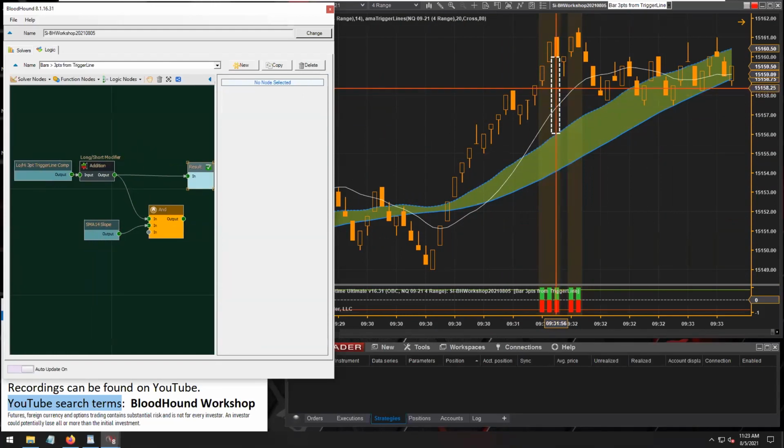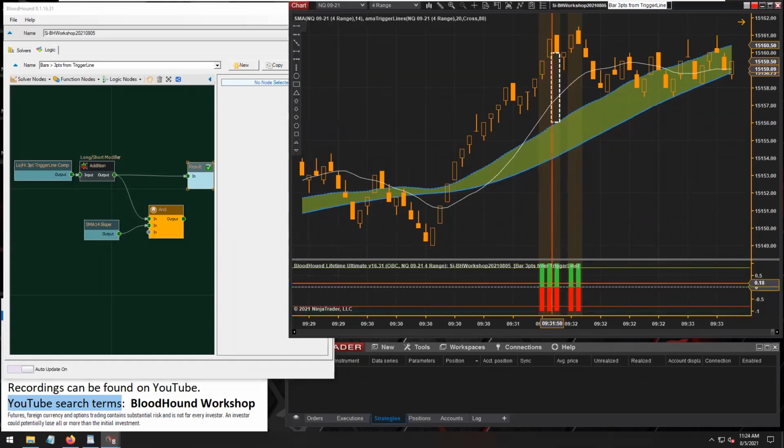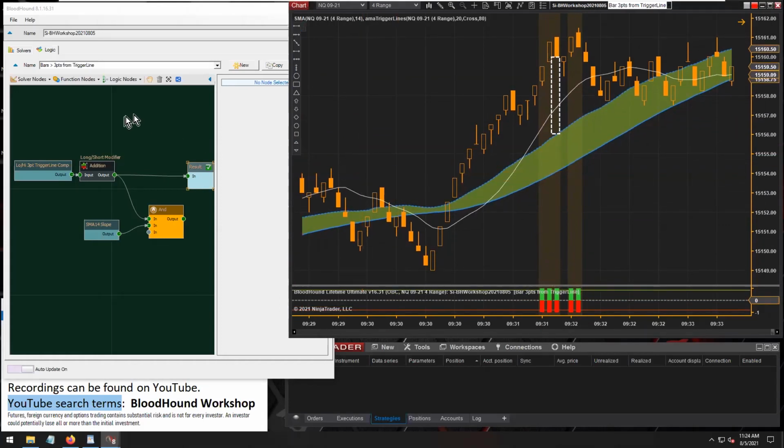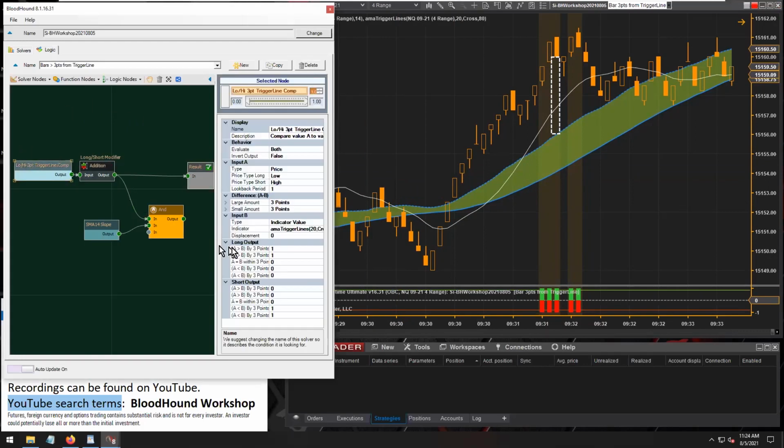So instead of knowing when price has moved 3 points away, we want the inverse of this. We want the opposite output of this, or the inverse of it. So what we'll do, let's see here. I'm wondering if, yeah. So there's a couple of ways we can do this.